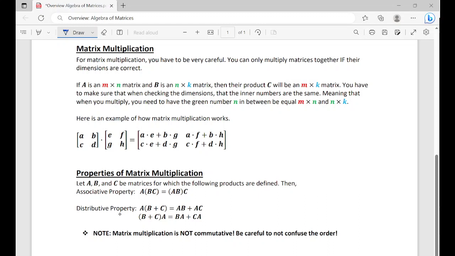There is also a distributive property of matrix multiplication, where A times the quantity B plus C is equal to A times B plus A times C, and then the quantity B plus C times A is equal to B times A plus C times A. You must be careful that matrix multiplication is not commutative. So A times B and B times A will not produce the exact same results. So be careful. Matrix multiplication is not commutative. It is associative, there is a distributive property, but it is not commutative.